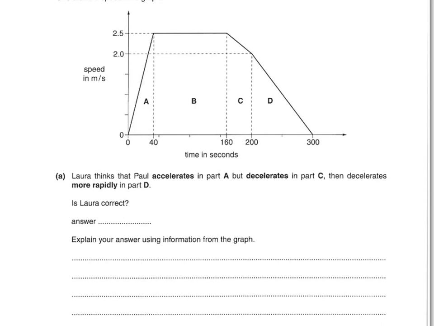Is Laura correct? So firstly, Laura is correct, but you don't get a mark for that. The marks are for saying first A has a positive gradient or a positive slope, but C and D are negative gradients or slopes. That's talking about accelerating here, but decelerating here. So talk about how this has a positive gradient, but this is negative. You could also say that line A is going up and line C is going down. That would also get you that mark. And then for the second mark, you need to compare these two lines. So you just have to say that D is steeper than C, or C is shallower than D, and that will get you the second mark.